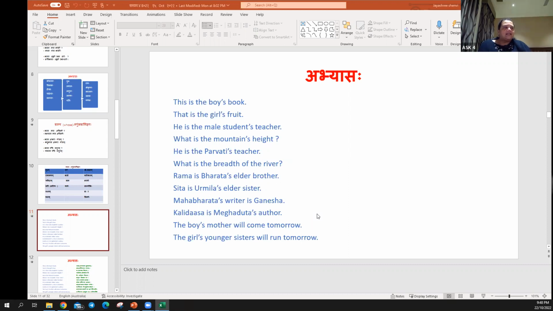The girl's younger sisters will run tomorrow. Balika, anuja. Balikayaha anujaha shwaha davishyanti. Samyak. Right. Did you get it?